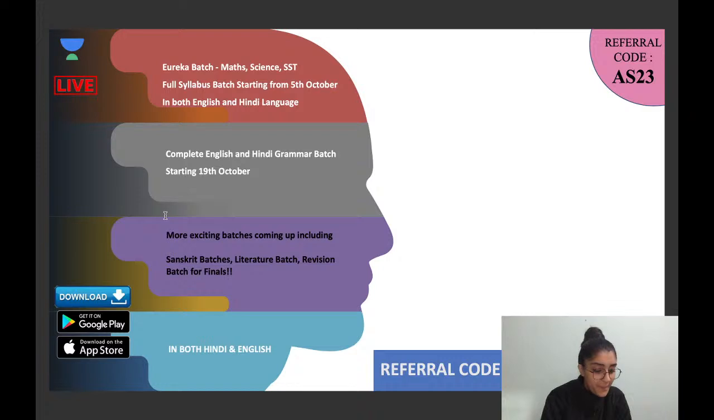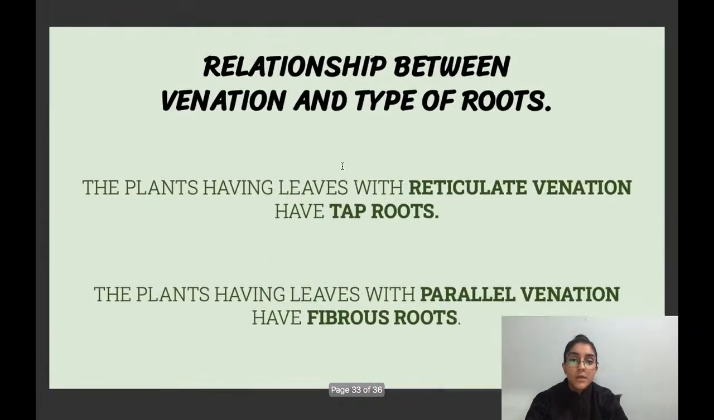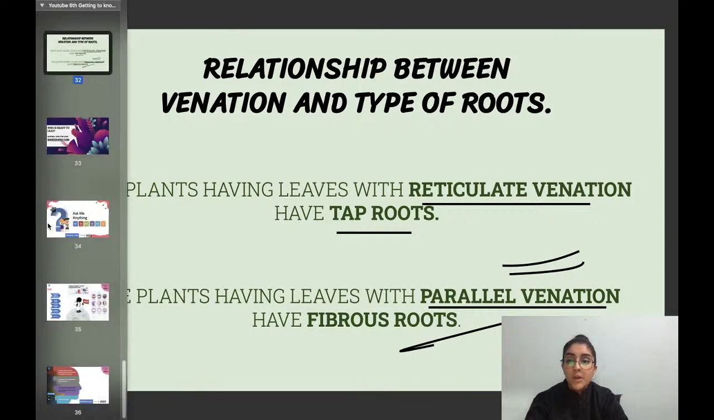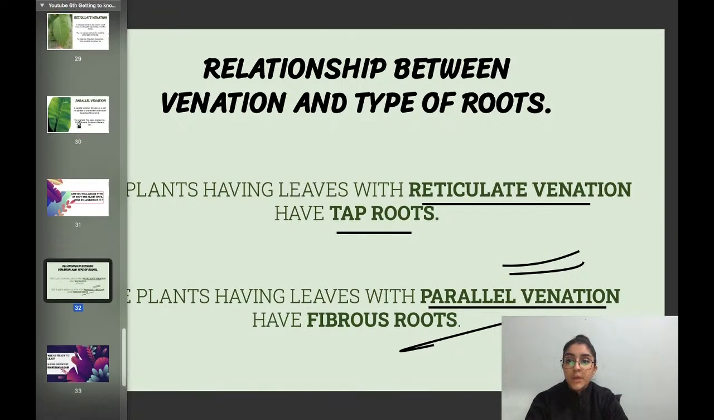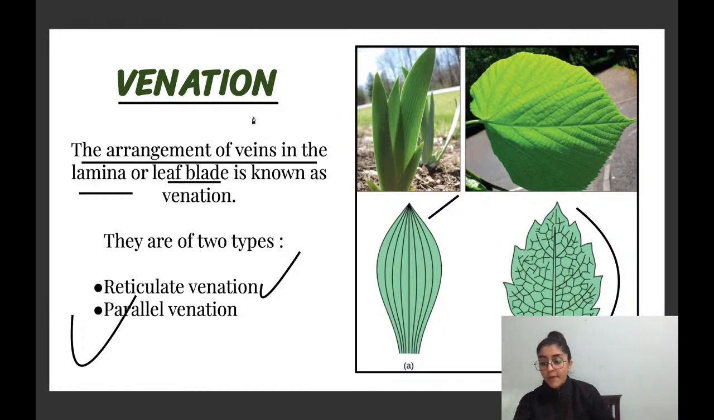Okay, so Purnab is asking us what is venation. So venation is the arrangement of veins on the lamina or the leaf. Okay, so let me just quickly open, look at your screen. I'll quickly open that particular page of venation where I explained venation. Okay, so this is the definition of venation. We have two types of venation.